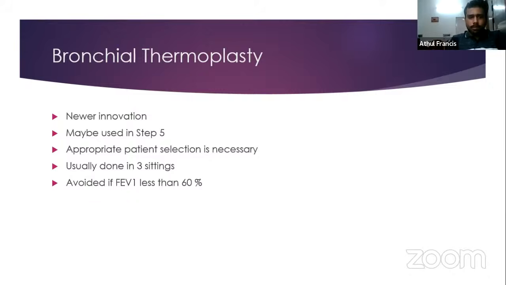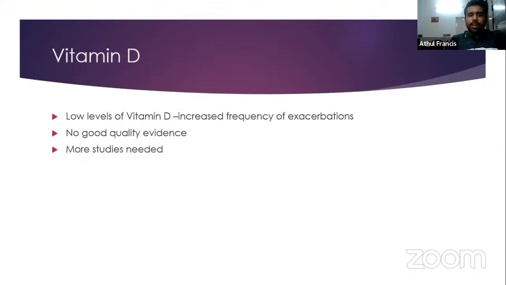So depending on that. And vitamin D, as I told earlier, low doses of vitamin D increase frequency of exacerbation. However, there is no good quality evidence supporting the use of vitamin D, but more studies are needed. But since it's not harmful, you can always give it a go. Nutritional deficiency, as I told, is always a risk factor for bronchial asthma.